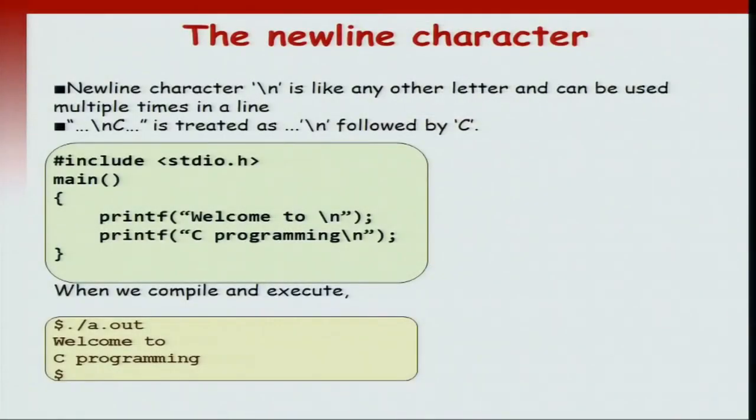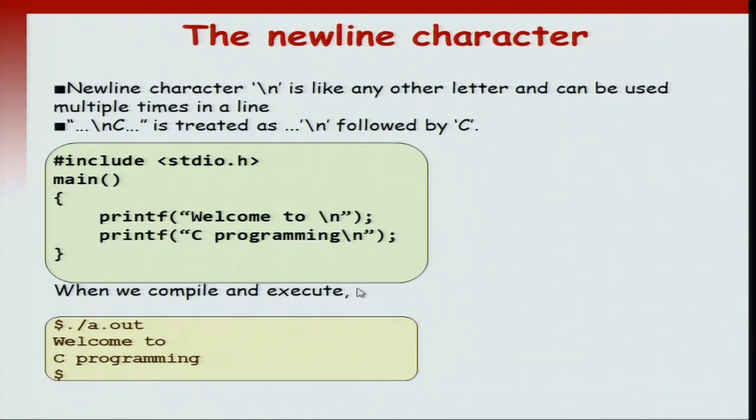The new line character \n is like any other letter and can be used multiple times in any particular line. For example, if you have something to print followed by \n followed by C followed by something to print, this will be treated as so many characters and then a new line followed by C. So, let us see a particular example. If you have the old program that we just wrote, but we end each message with a \n: printf welcome to \n, printf C programming \n.